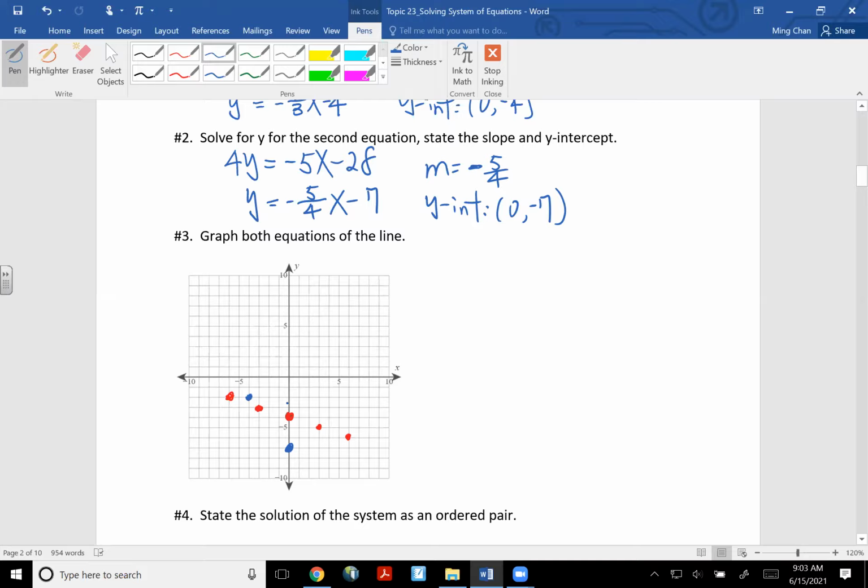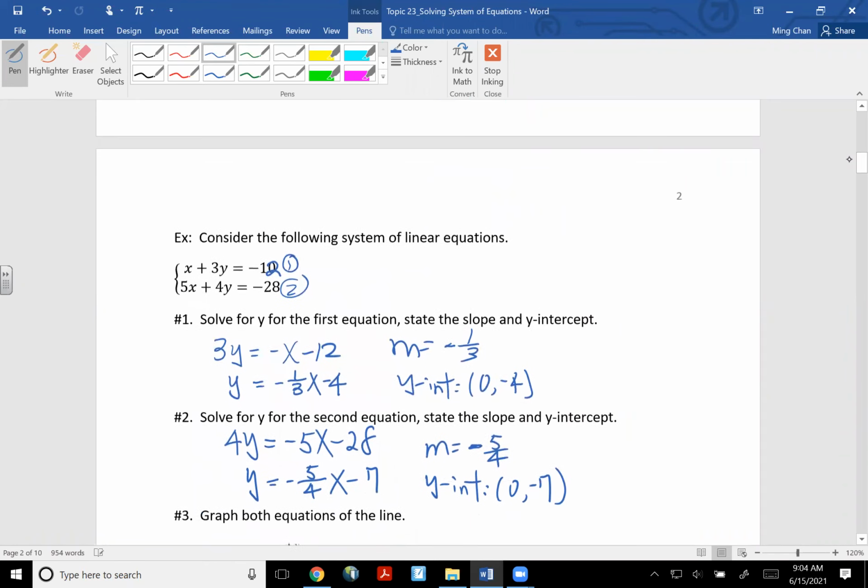1, 2, 3, 4, 5. 1, 2, 3, 4. Backtrack one more time. 1, 2, 3, 4, 5. 1, 2, 3, 4. So it'll be right here. I guess these 2 lines were actually intersecting outside. Since I changed my numbers, I kind of threw it off a little bit.